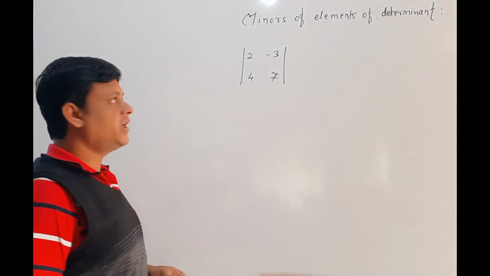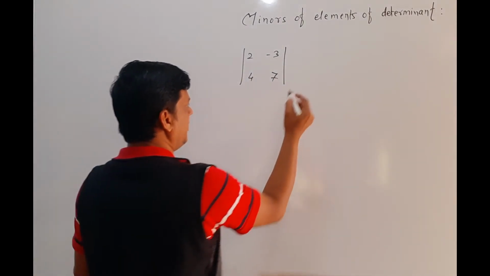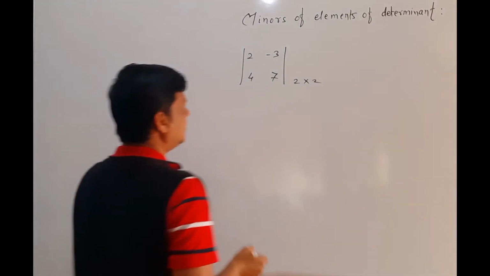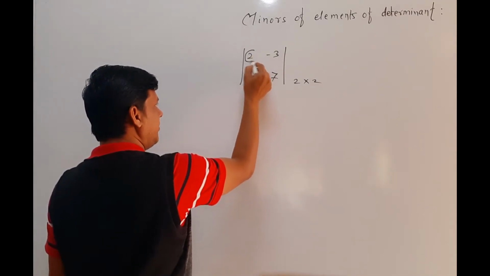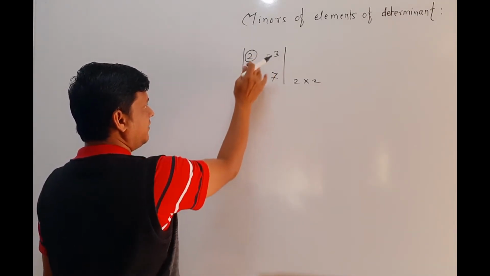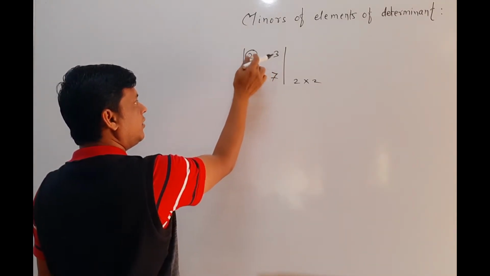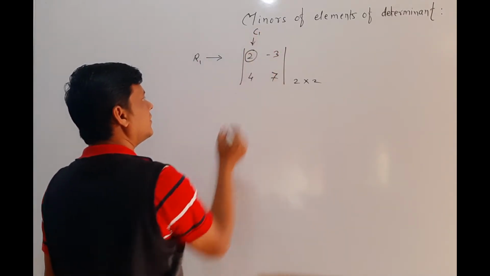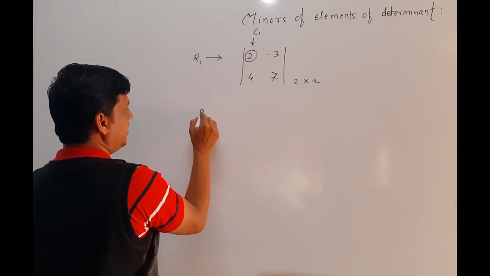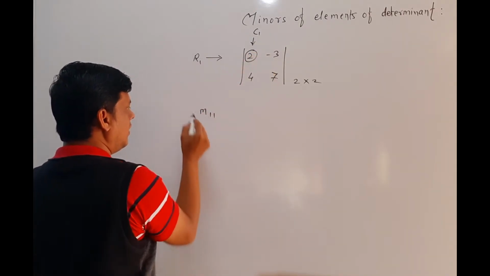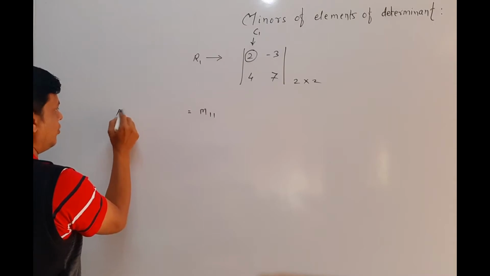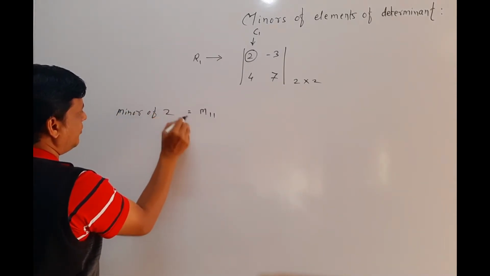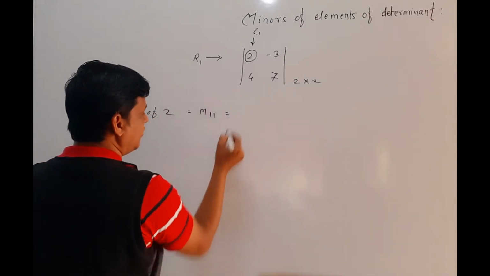Now we consider a determinant of order 2 by 2. Now we have to find the minor of this element 2. So we write the position of this element 2, which lies in the first row and first column. So we write M11, or you can write the minor of 2. Minor of 2 is equal to M11 is equal to.